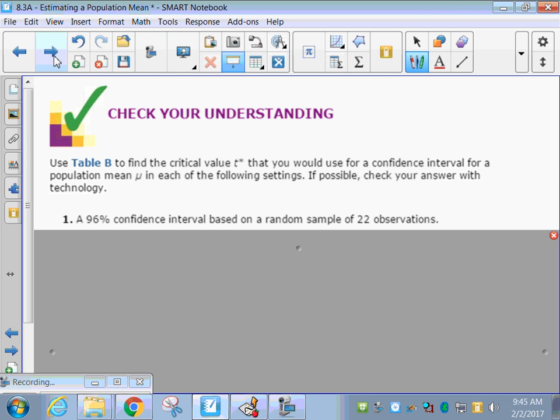All right, you guys try this one. A 96% confidence interval based on a random sample of 22 observations. You can use your calculator if you want, or table B.